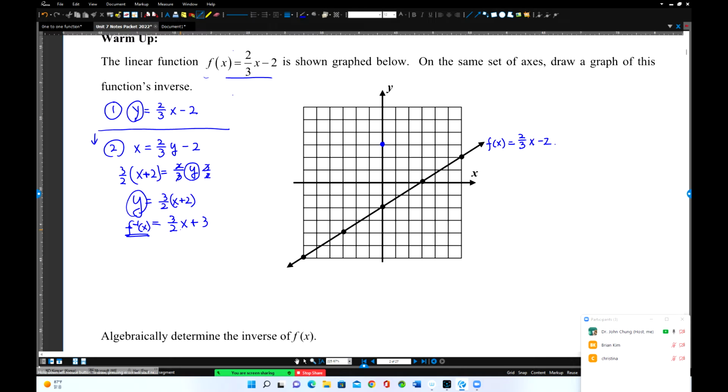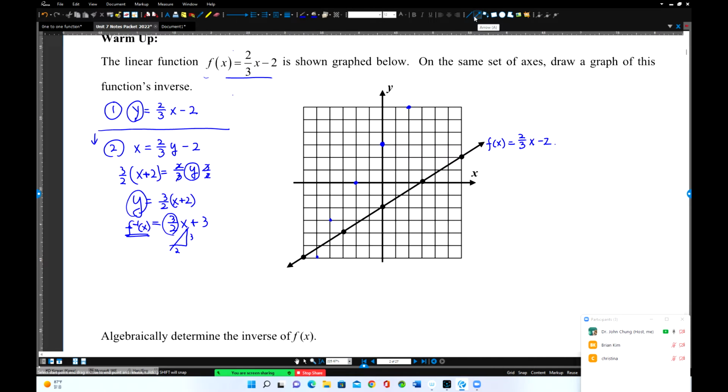The y-intercept is plus 3, and the slope is 3 over 2: 2 units right, 3 units up. That is the next point over here. Now we need an additional point to the left. How can you find it? Follow the same pattern: 2 left, 3 down from here. That is the next point.